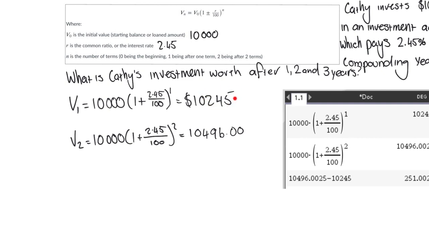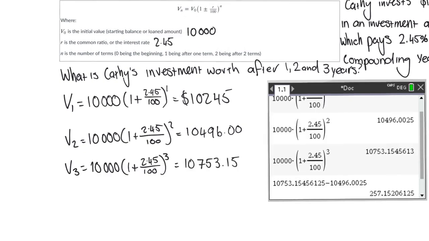But the jump from year 1 to year 2 wasn't exactly another 245. And I've worked it out here. The difference from year 1 to 2 is actually $251. So you can see with the second year it grew by a larger amount. So this is what happens with compound interest. After every compounding period, because we add the interest back into the investment, it's going to grow bigger and bigger and bigger. Let's finally have a look at what happens with year 3.